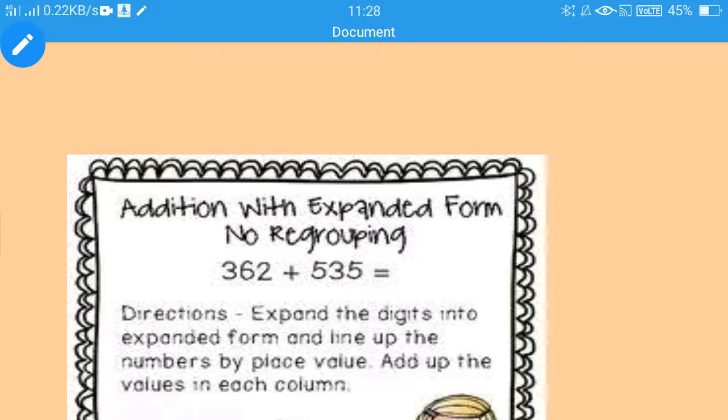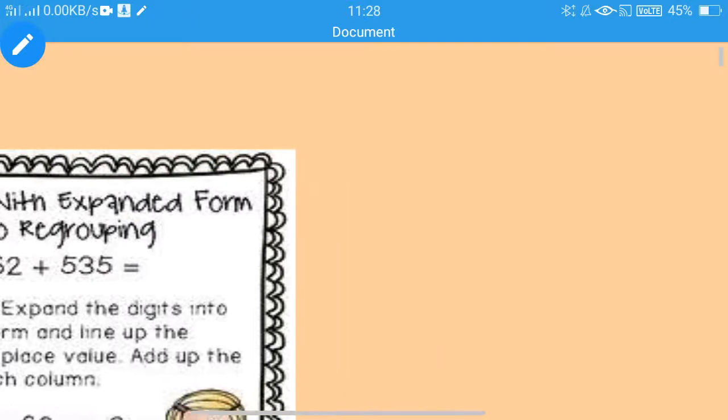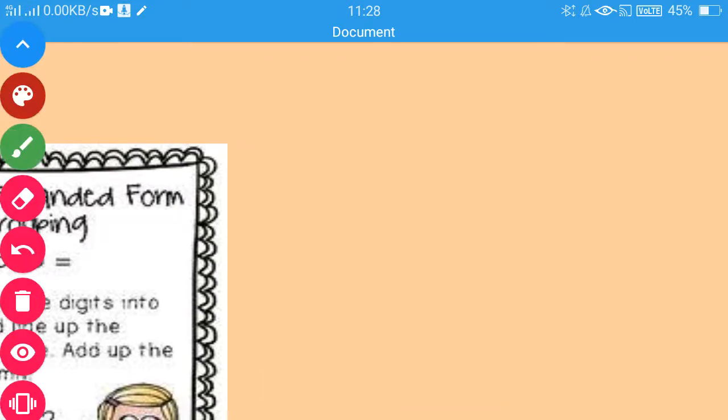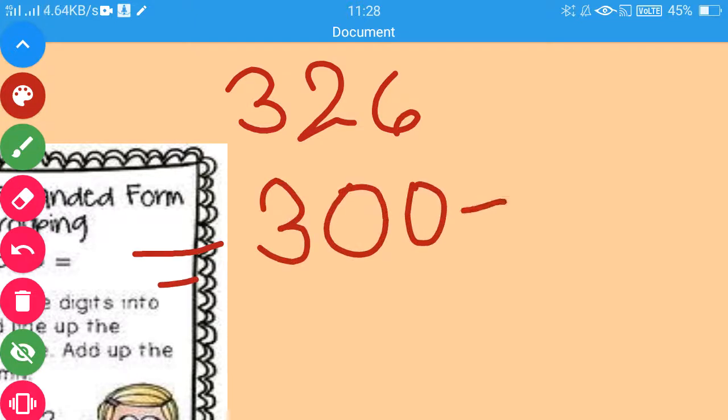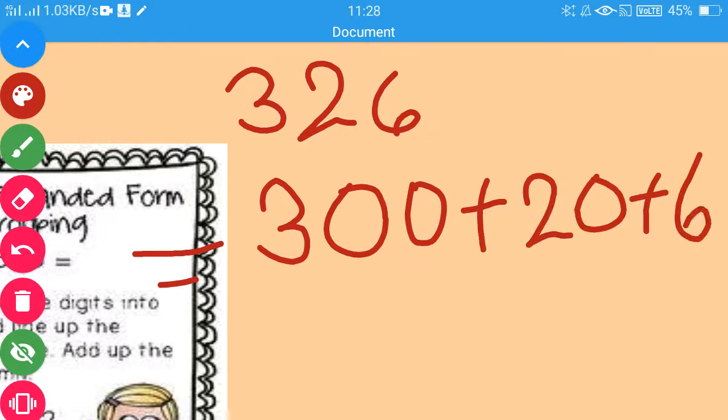Okay, so let us first of all revise expanded form. Expanded form we have done in our first chapter in place values. Suppose there is a number 326. Now how are you going to expand it? We are going to expand it like 300 plus 20 plus 6. So this is expanded form.